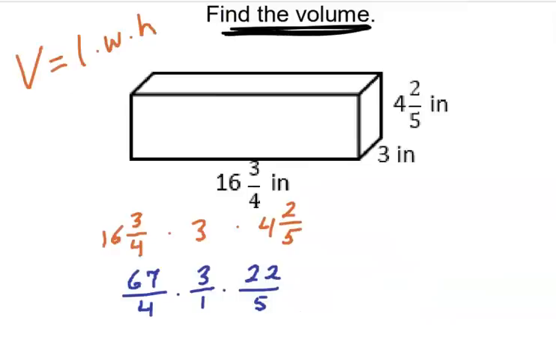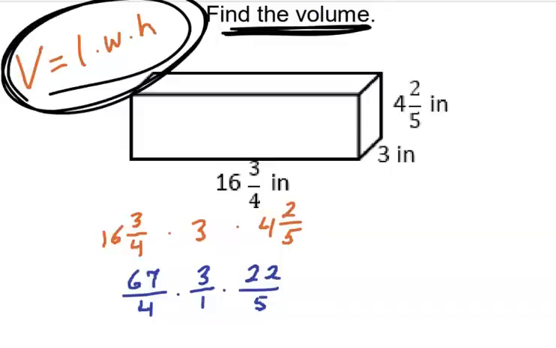Okay, we're going to find the volume. All right, so we know that volume is length times width times height. It's not surface area, it's volume. All right, and then down here I went ahead and wrote it already, and I already went ahead and changed them into improper fractions. Okay, remember you do 16 times 4. So 16 times 4 is 64, plus 3 more is 67. That became the numerator. 3 just becomes 3 over 1.